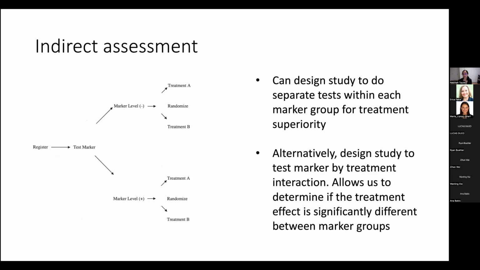Alternatively, you can design the study to just do the interaction test. So you can design the study to say, is the treatment effect different for marker levels negative compared to positive?